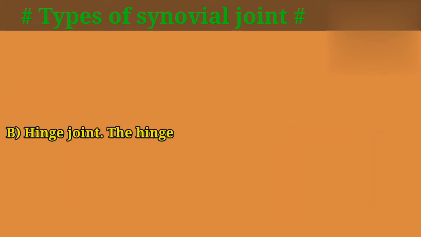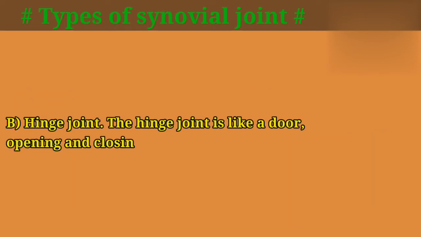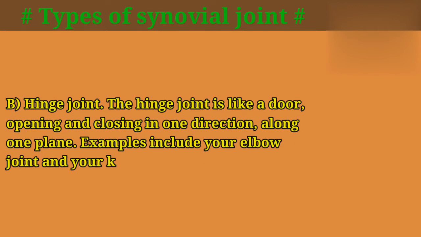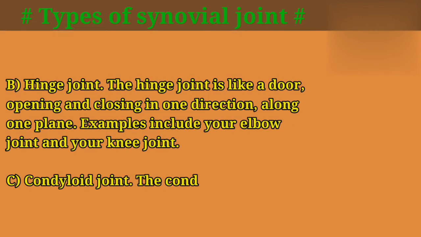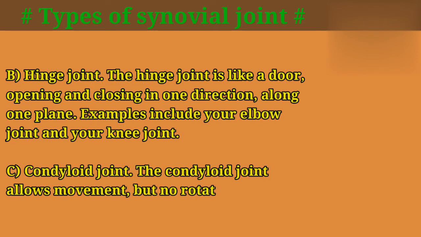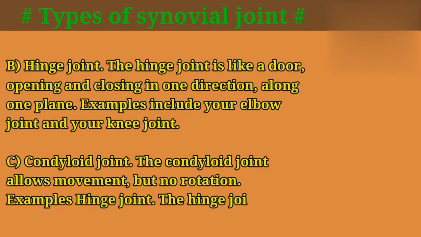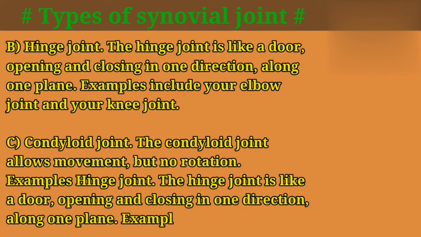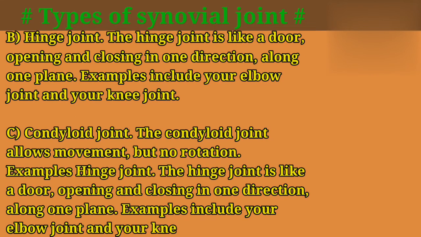And another is the hinge joint. The hinge joint is like a door opening and closing in one direction along one plane. Examples include your elbow joints and your knee joints. Elbow and knee joints are the best examples of hinge joints.